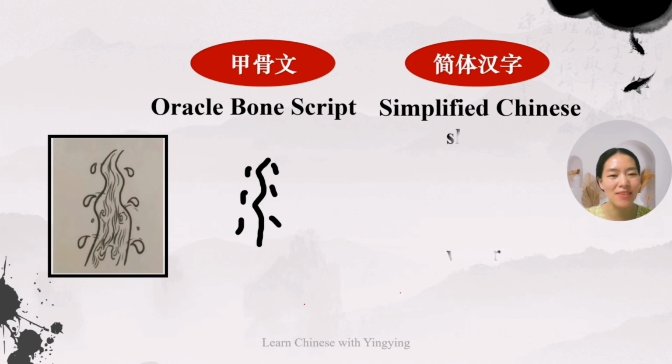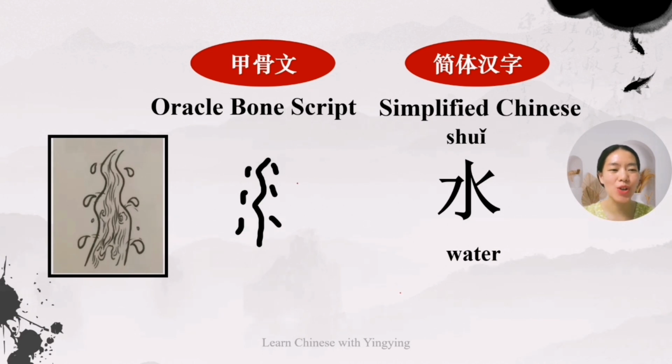And here is our simplified Chinese. It is pronounced as 水. 水. Well, let's look at this character. So you see, the water body becomes straight, and the water along it becomes kind of neat, right? But the shape of it is still very similar to the drawings of the waters or the rivers.